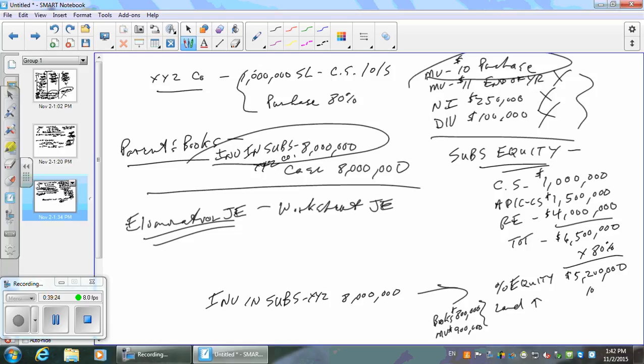Just 100,000. Oh, wait a minute. What does that leave me? I've got $5.2 million. I've got 100,000 for the land, right? But we said it was 8 million compared to 5.2 million. That's not enough. That's only 5.3 million. What else do I need? What's the other piece, do you think, to make up the whole 8 million?